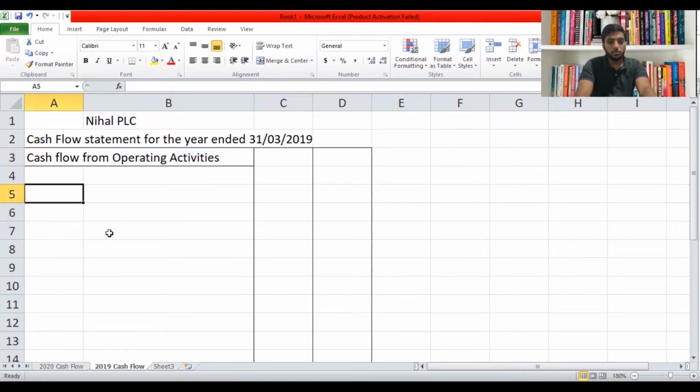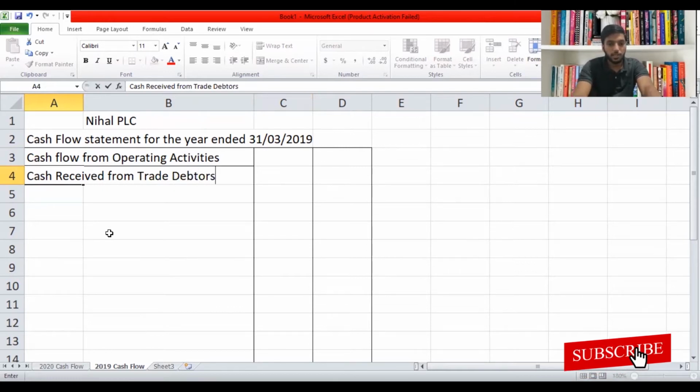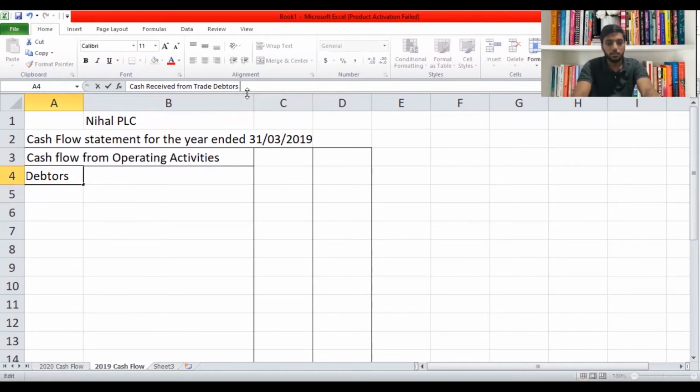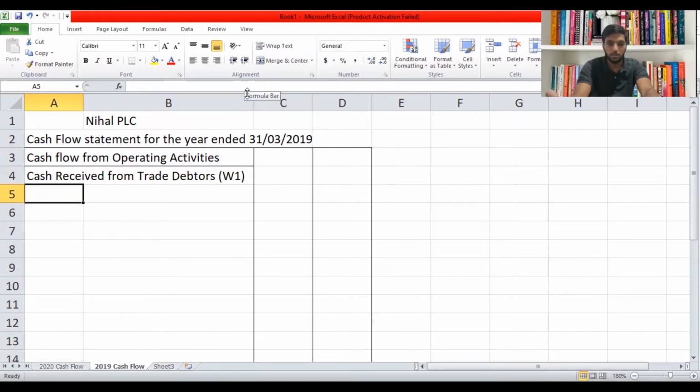Almost done. Now I just want to know cash received from trade debtors. How do I find this? Right here, working number 1, because they are not given this, I just need to find this. So only in this direct method, your workings most probably will be on this area: cash paid to suppliers or paid creditors. Suppliers also, okay. I'll take this as working number 2.